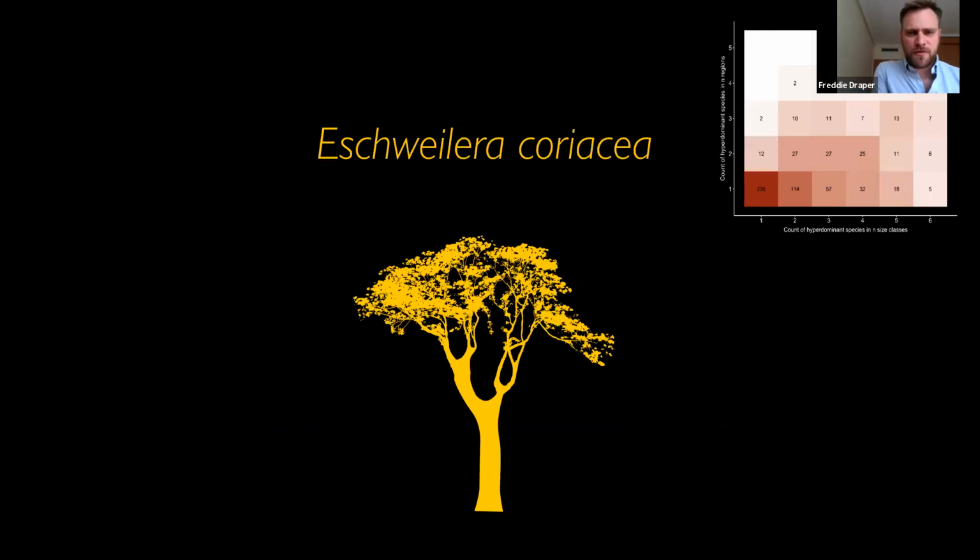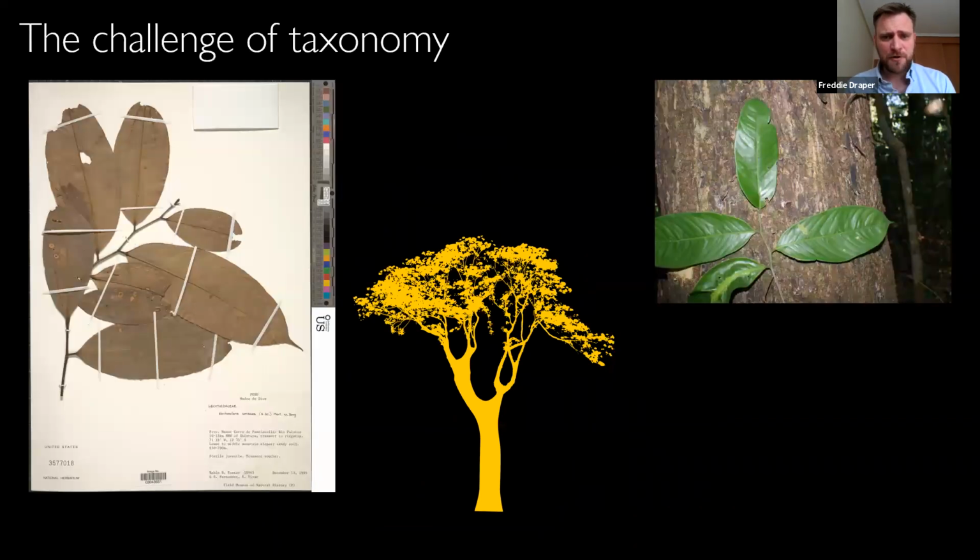So another important point is this: a single species was dominant across all size classes in all regions, Eschweilera coriacea. So it's probably the most common species across the entire Amazon, but it's also hard to identify. It's a difficult species to identify, and this is not limited to this particular species, but many species in Amazonia are really difficult to identify using traditional morphological approaches.